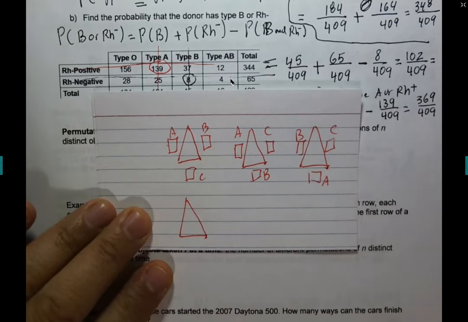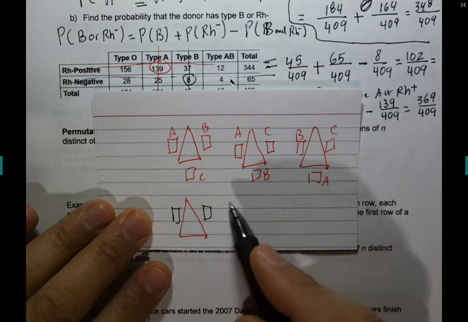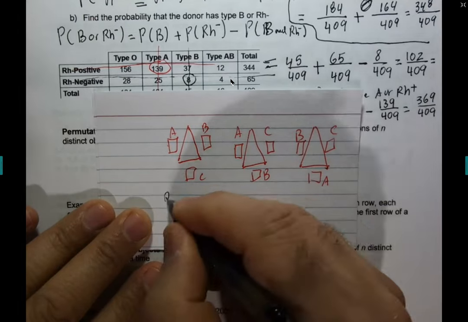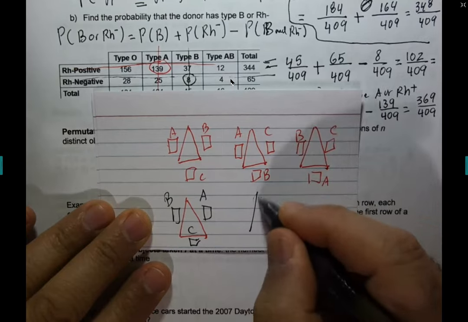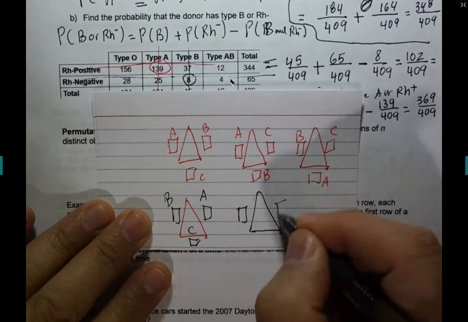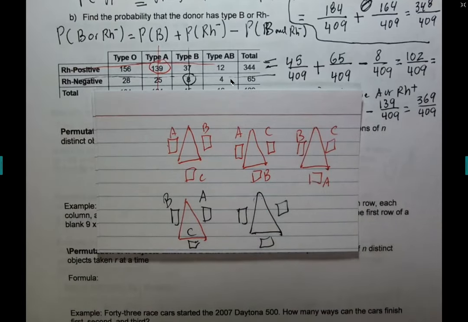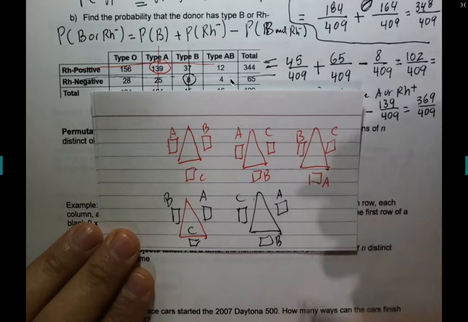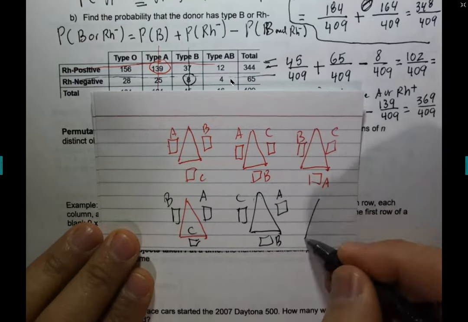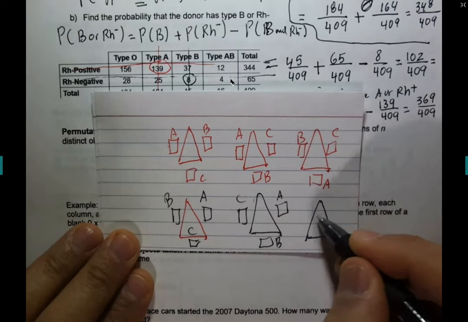You should run out of choices once we're done with this. BAC. BAC, yes. And last two now. BAB. What is it? BAB. You can't use B twice. CAB. Oh, CAB, yeah, that's a choice. And last one, guys. CBA. CBA, we didn't do CBA, yes, you're correct.